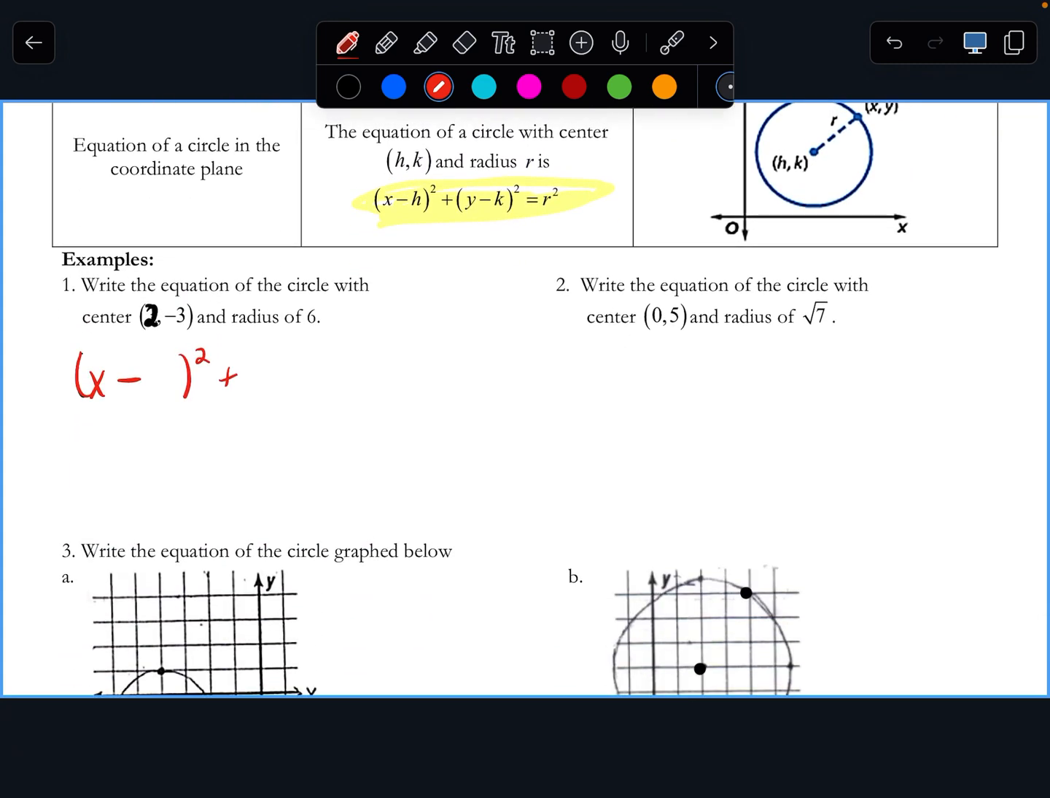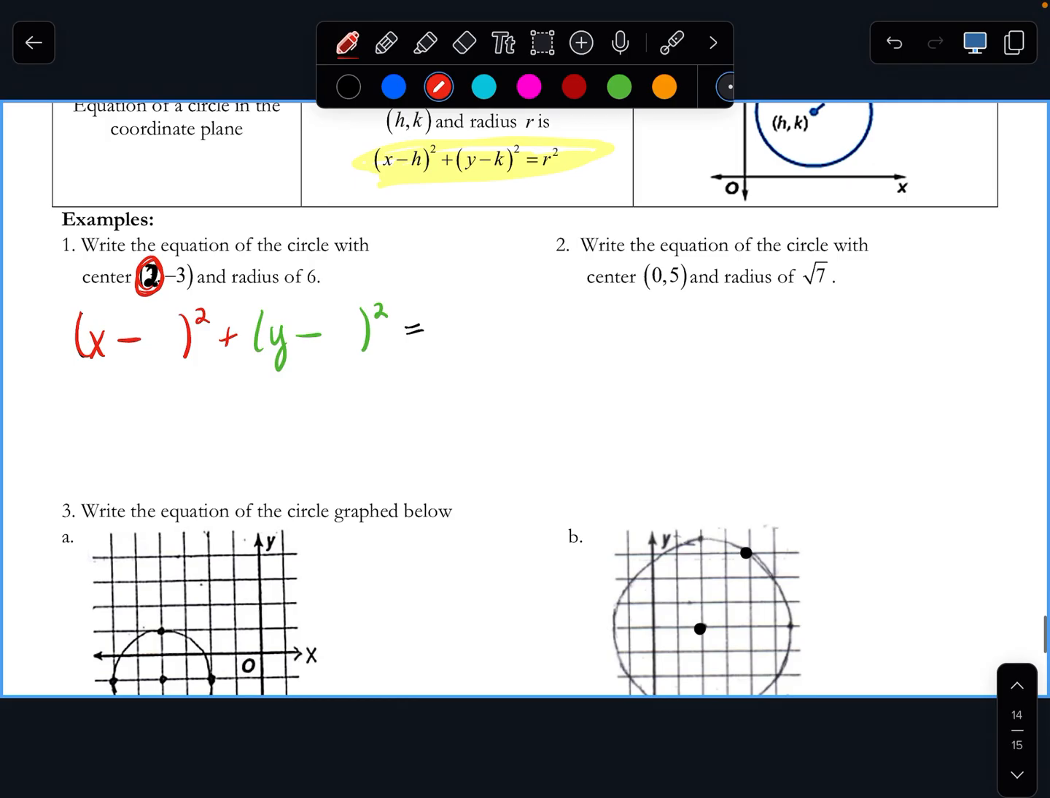The center is always the same. Plus, and then you would do y minus whatever your k is, and that's going to equal your radius squared. So you're going to plug in 3 numbers. The x of the center is your h, so you're going to put 2.